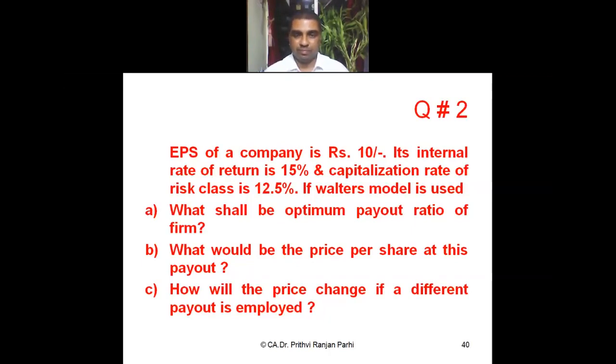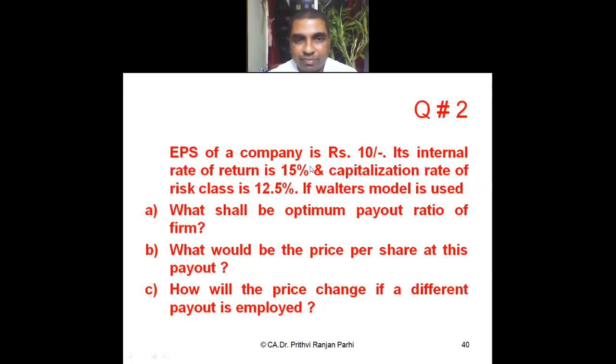If Walter's model is used, the first question is what shall be the optimum payout ratio of the firm? The second question is what would be the price per share at this payout? The third question is how will the price change if a different payout is employed? Now let me explain this question. The question is very simple. Earning per share is 10. So this earning has to be distributed, partly it has to be retained.